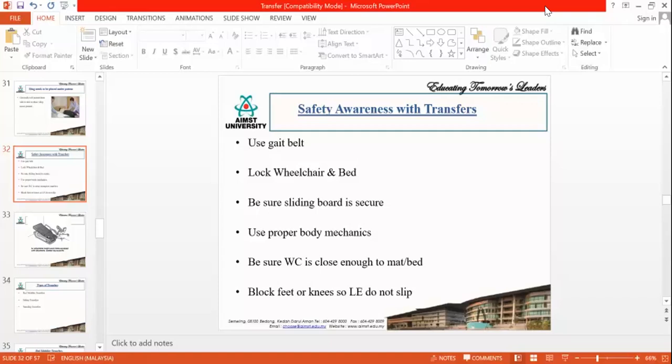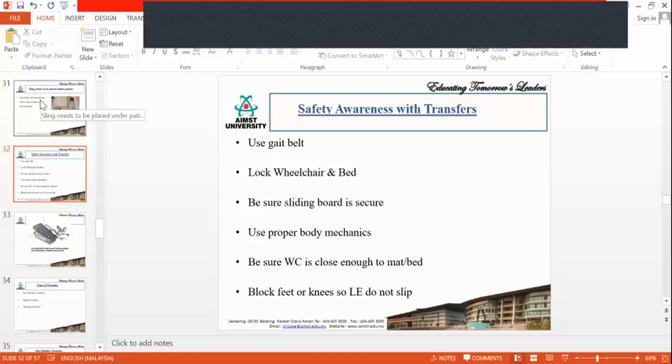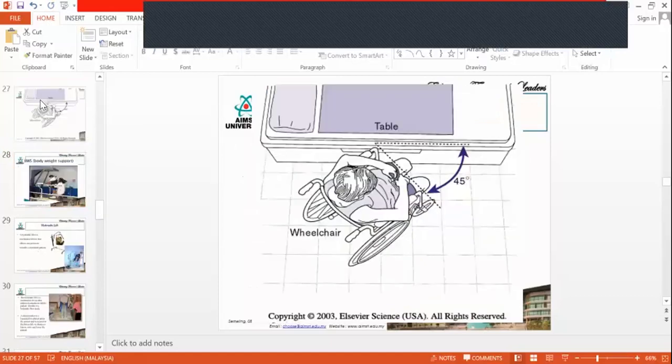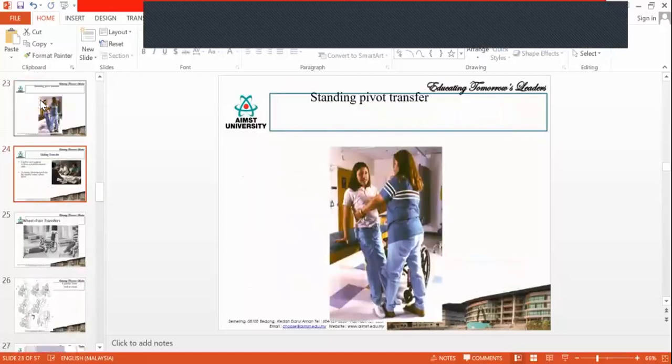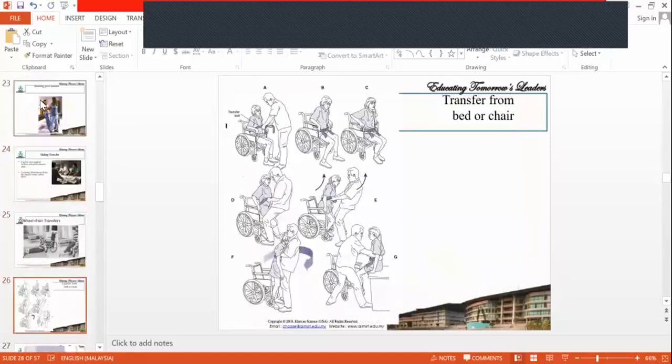Then lock both the feet and the knees so that the lower limb doesn't slip. You can see here, the therapist is lifting the patient. Once he lifts the patient a little bit, he is locking the knee. Can you see? He has totally locked the patient's knee with his knee. So you need to lock the knee with your knee.